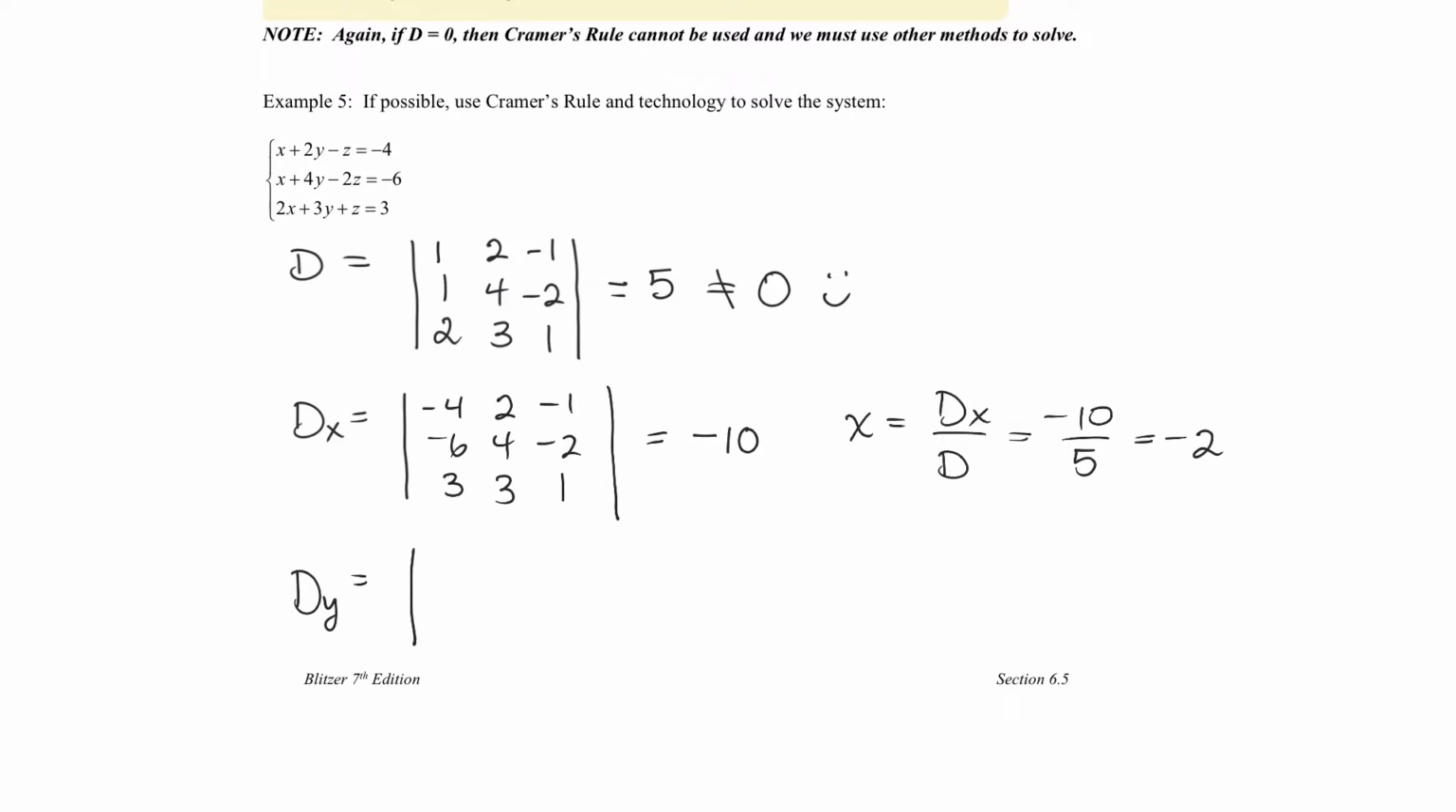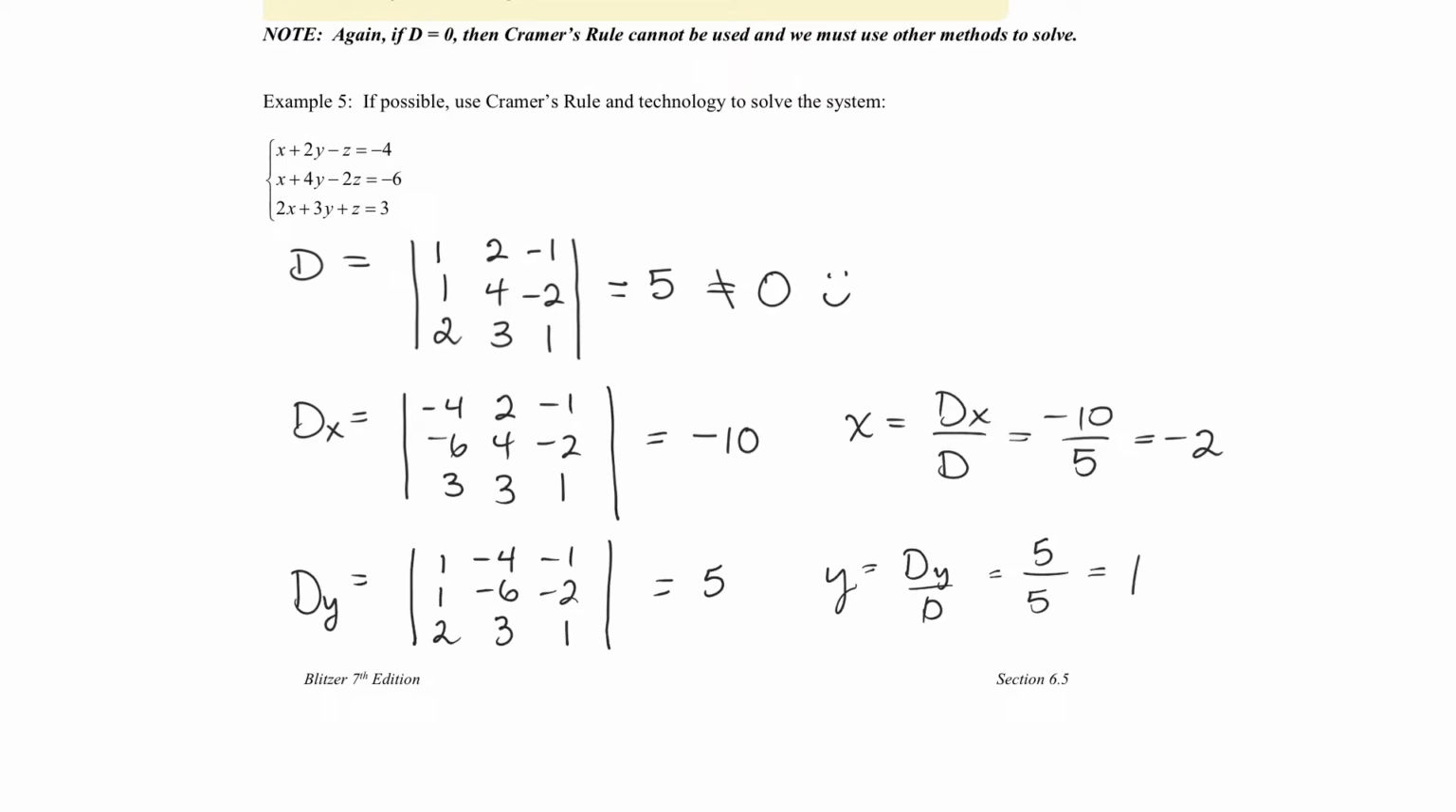And to do that, I'm going to leave the coefficients of x alone, and I'm going to replace the y coefficients with the constants, and I'm going to leave z alone. Enter that into my calculator, whatever matrix I choose, determinant of that matrix. That turns out to be 5. So now I can solve for y. It's D sub y divided by D. It's 5 divided by 5.